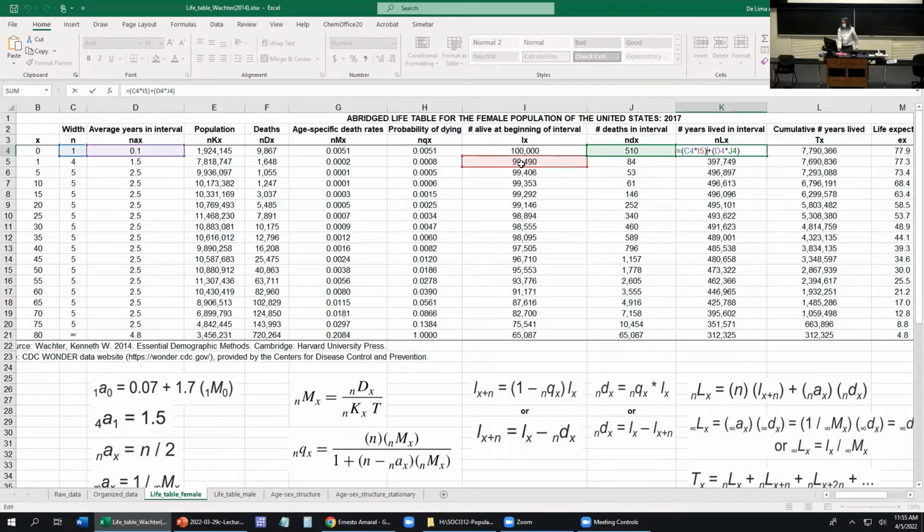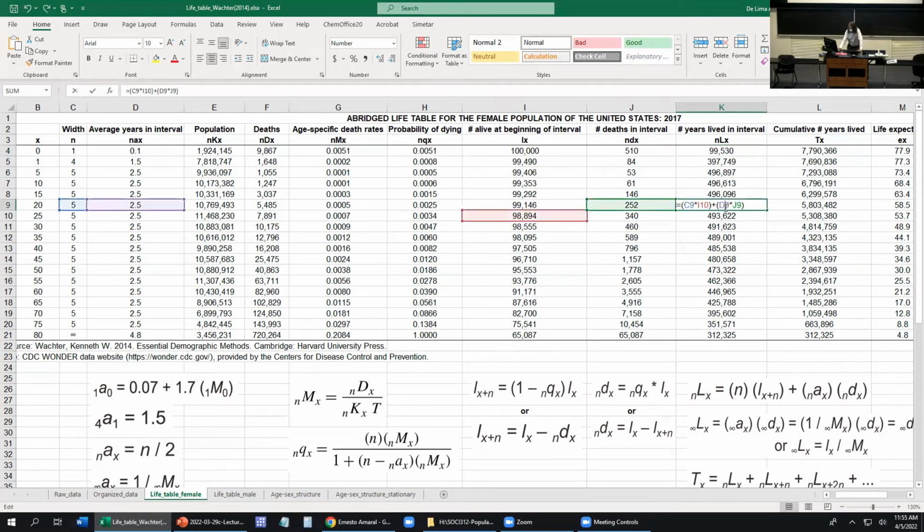We are pretty much saying that all these people here survived to the next age group, so they all lived 1 year. What about the people who died in this age group, the 510? How many years on average did they live? 0.1. So the AXN gives us the average years that people lived out of those who died in that interval, right? We are giving a huge discount here, multiplying them by 0.1. And then we get the big LXN. It's the same formula applied here.